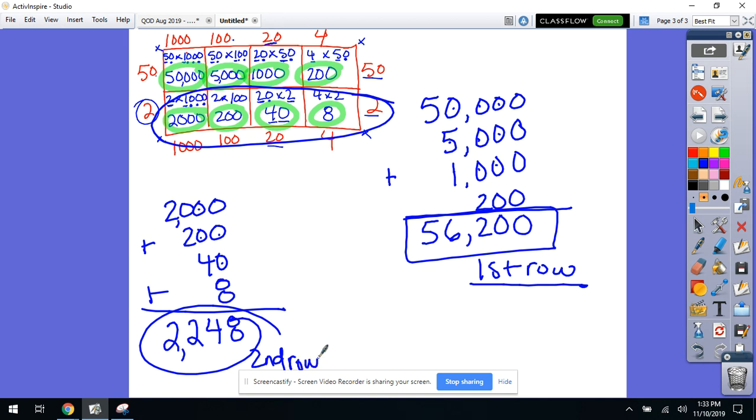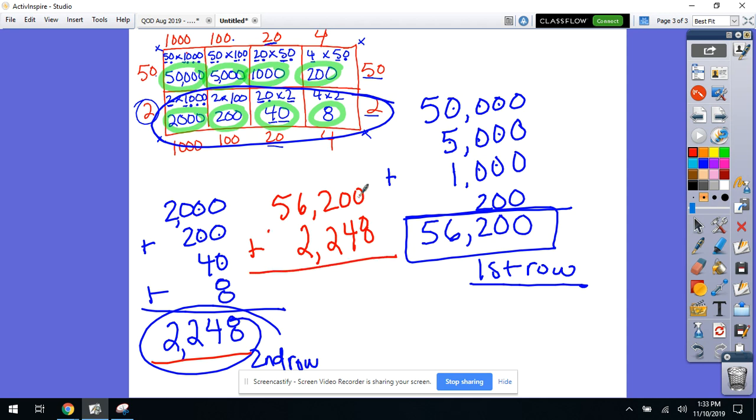So your first row is 56,200 plus, now this says 2,000, so you got to line up the 2 in the 1,000 spot, 248. Add them up. 0 plus 8 is 8. 0 plus 4 is 4. 2 plus 2 is 4, comma. 6 plus 2 is 8. 5 plus nothing is 5. Ladies and gentlemen, your final answer. Can you say it out loud for me, please?